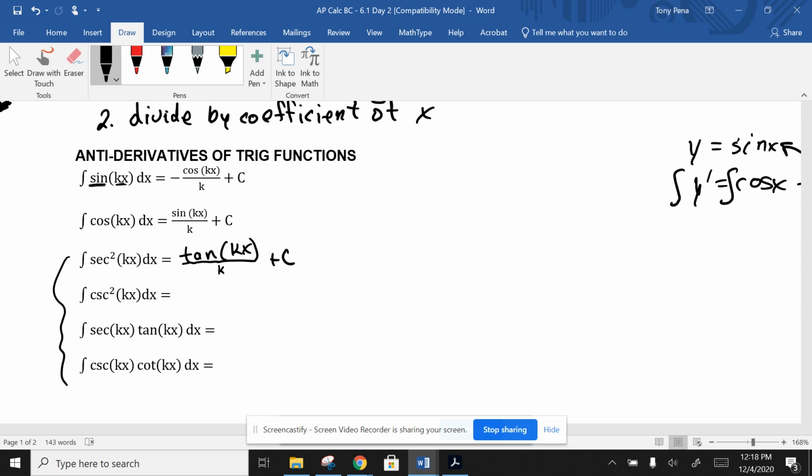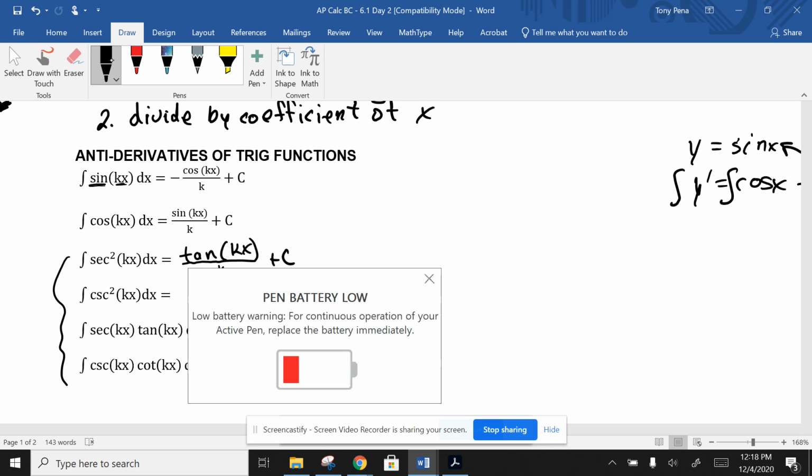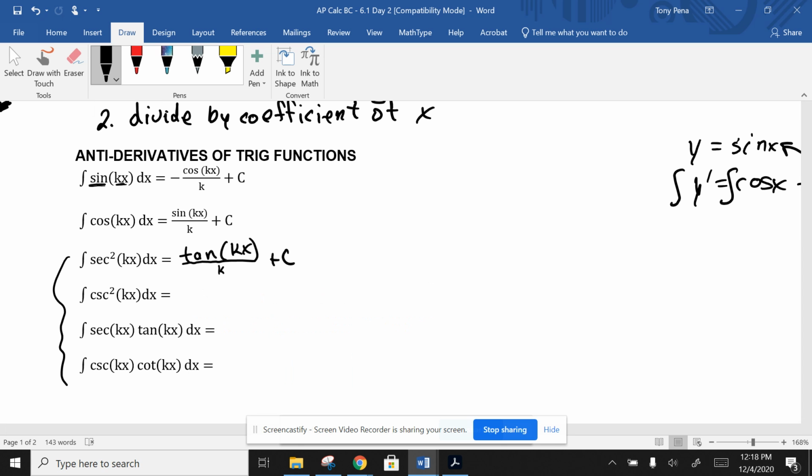Let's see if you remember all of these. All right, Carter, what do you think for the cosecant squared? What did we take the derivative of to get a positive cosecant squared? Is it cotangent kx over k?